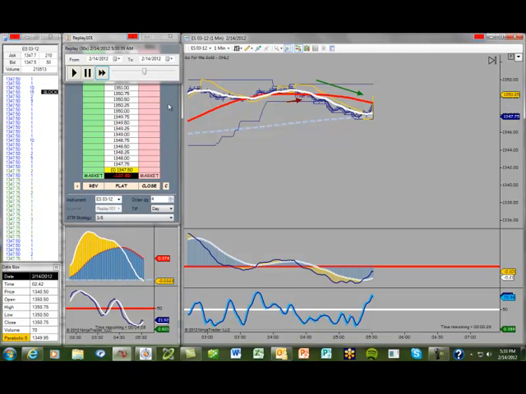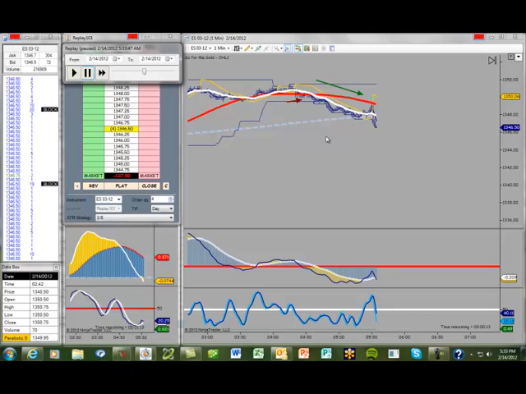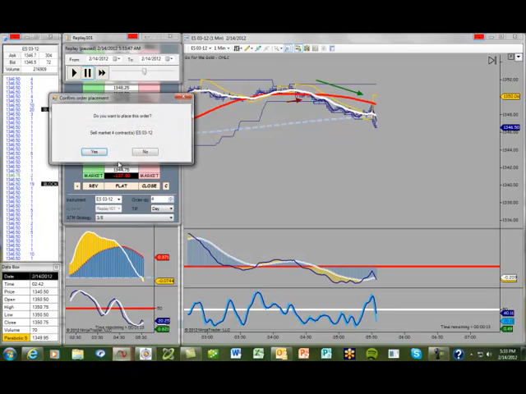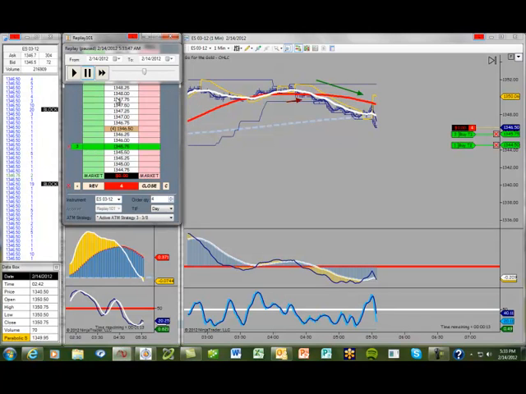Okay, we're taking off to the upside, and then promptly turned around and sold off. So it looks to me like we've got a triple alignment all the way across and on both sides. So let's go short once again and turn the feed back on.